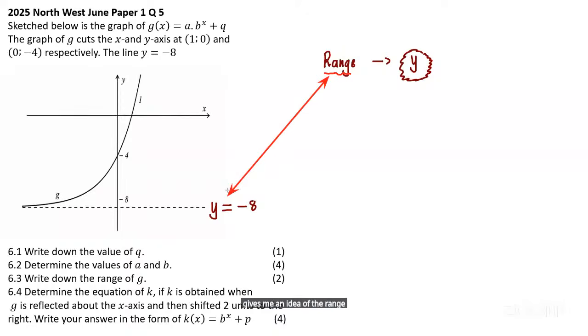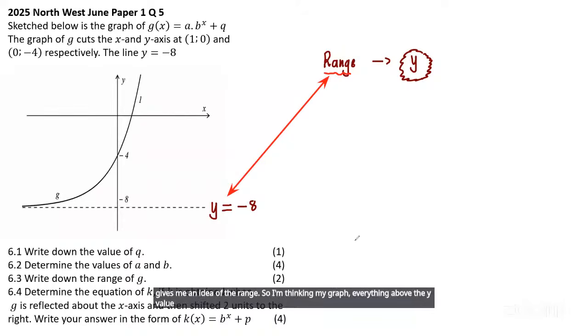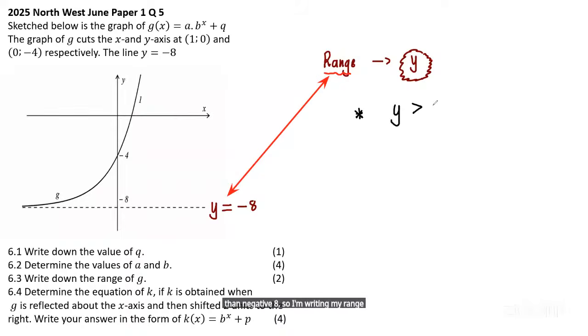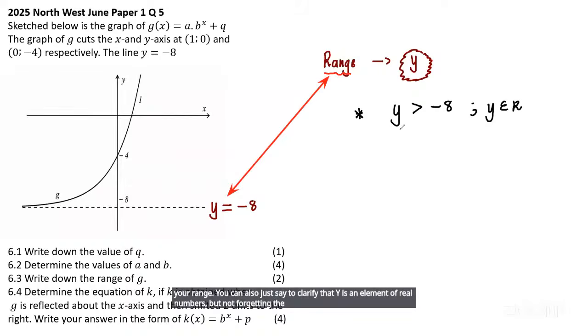So I'm thinking my graph, everything above the y value -8. So all my y values are greater than -8. So I'm writing my range as greater than -8. That becomes your range. You can also just say, to clarify, that y is an element of real numbers, but not forgetting the restriction, y is greater than -8.